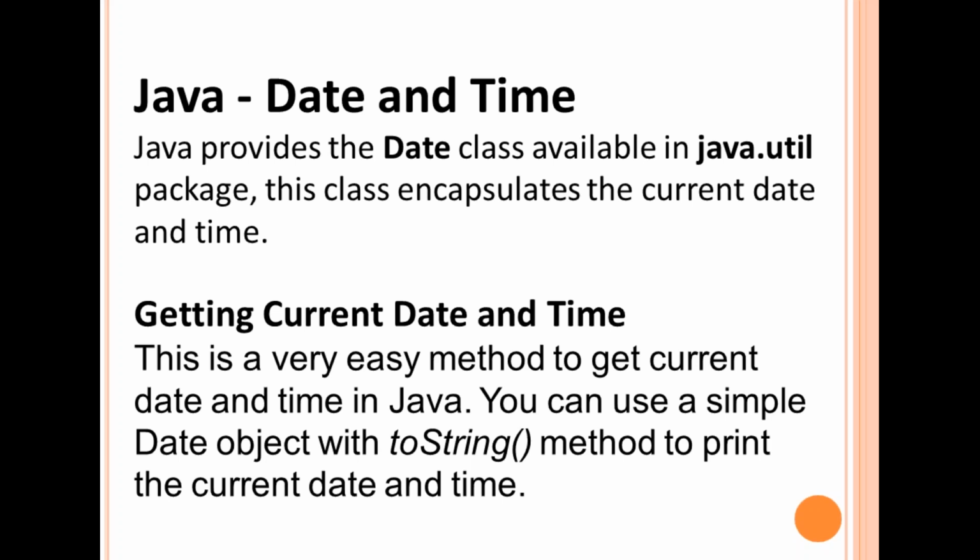Getting current date and time. This is a very easy method to get current date and time in Java. You can use a simple Date object with the toString method to print the current date and time.